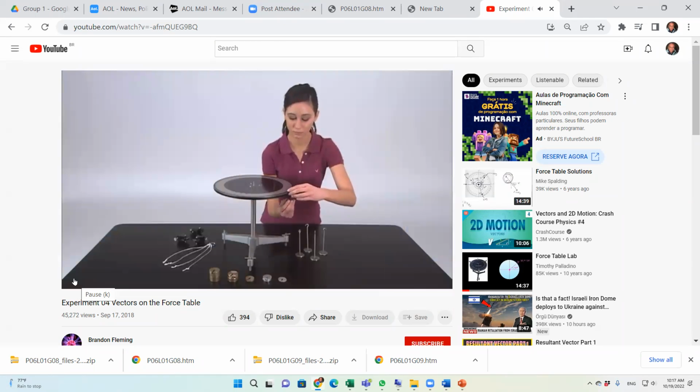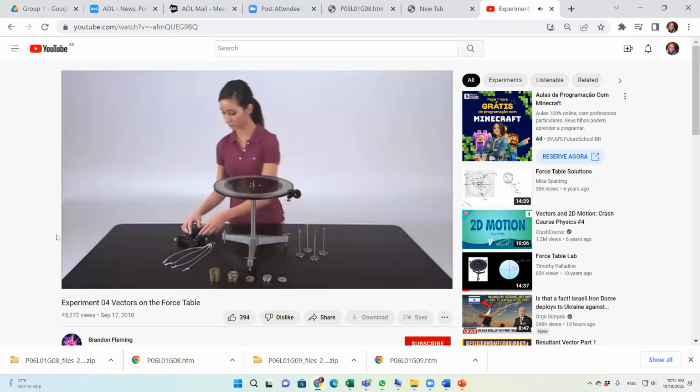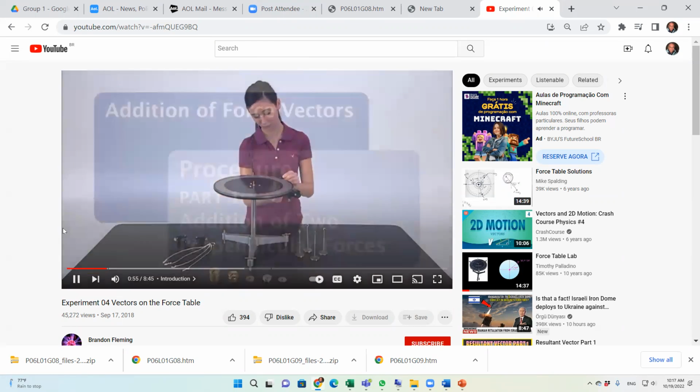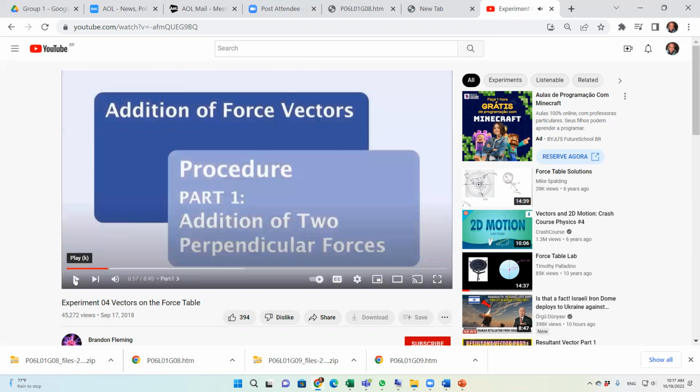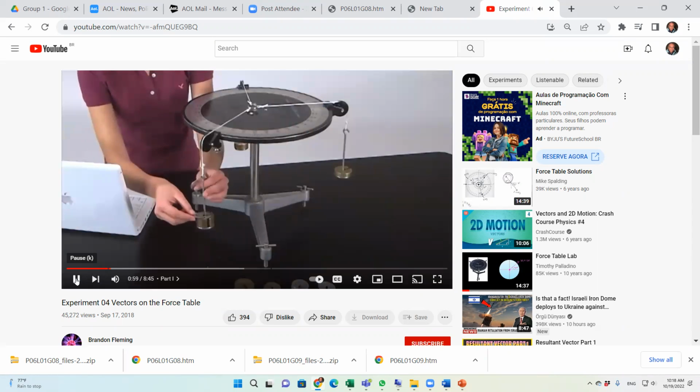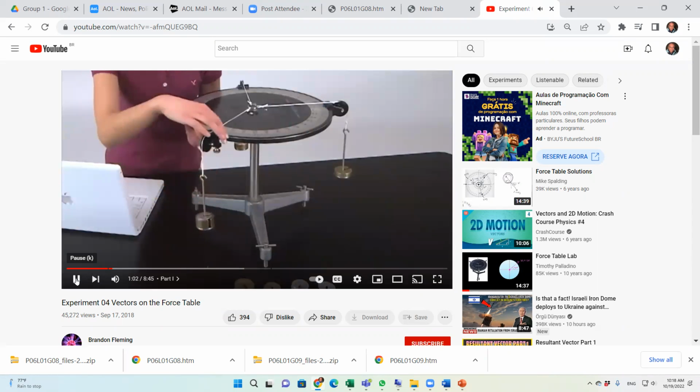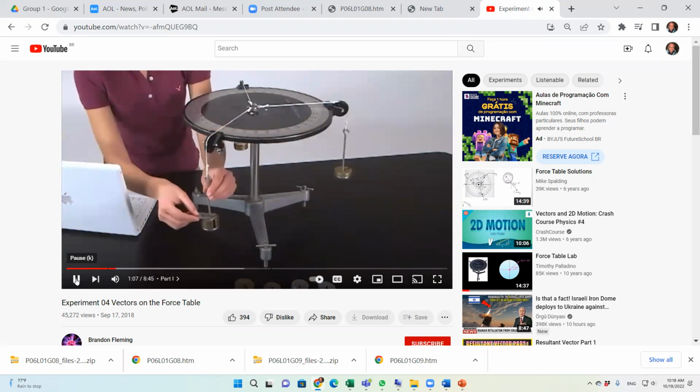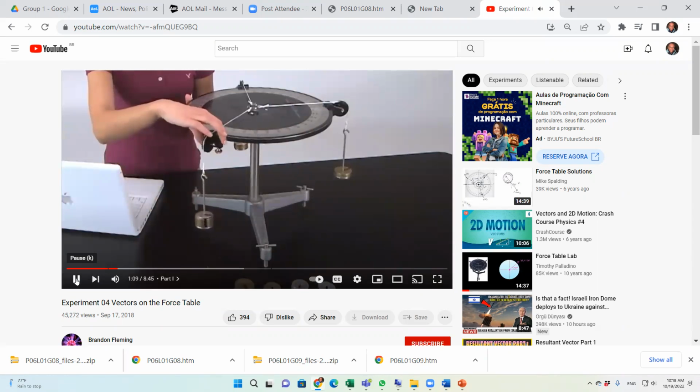Set up the force table according to its instruction manual and become familiar with its operation. So in my labs, I just do three forces, right? And two of them are perpendicular to one another. And we use the Pythagorean theorem to determine the angle and the magnitude of the resultant force. In part 1, you will use the force table to determine the magnitude and direction of an equilibrant force that balances the vector sum of two perpendicular forces.